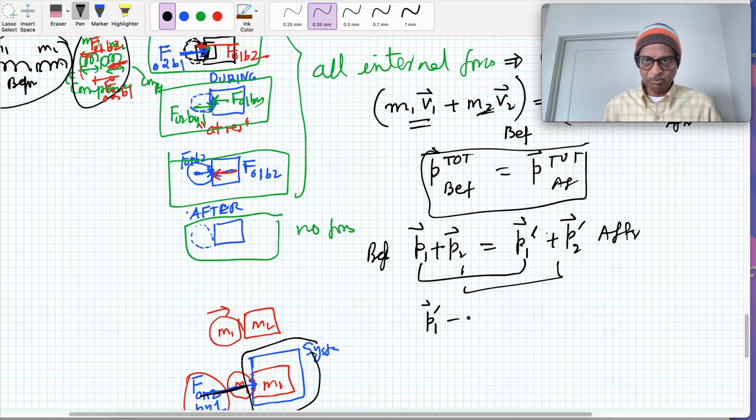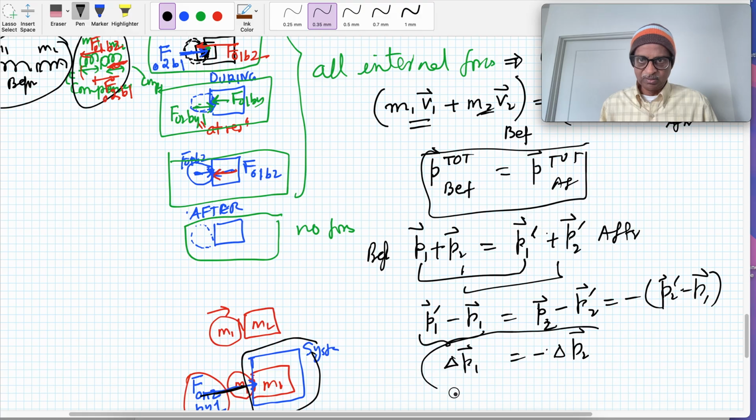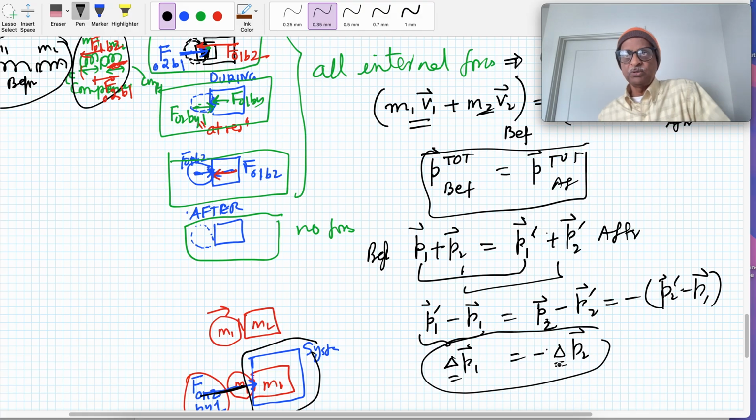P1 will change by this amount, and P2 will change by P2 prime minus P2. So this is the change in P1, and this is the opposite of the change in P2, after minus before. So this is the opposite change in P2. Delta means change. So this is how it's going to work, right?